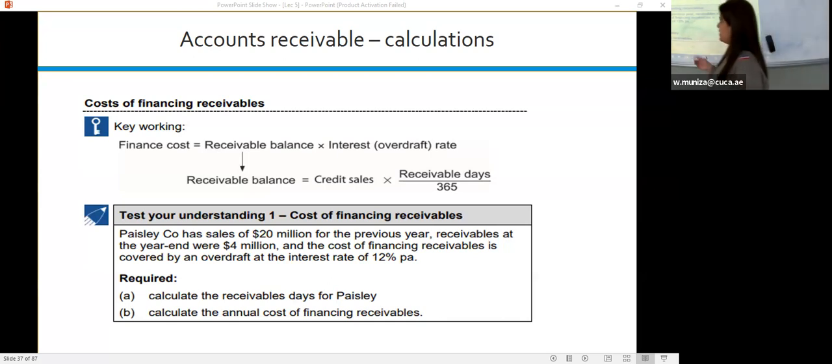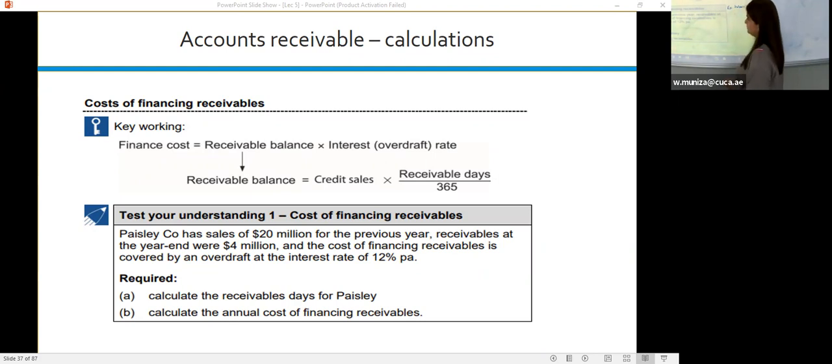It seems to be a very straightforward question. Paisley company has sales of $20 million for the previous year. Receivables at the year end were $4 million, and the cost of financing receivables is covered by an overdraft at the interest rate of 12%.